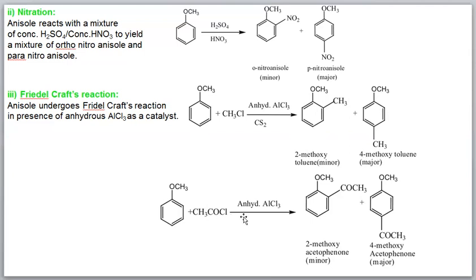Then with acetyl chloride in the presence of anhydrous aluminum chloride, the Cl combines with one hydrogen from here to form HCl. The remaining part will join here or at the para position. So we get a benzene ring with OCH3 here and COCH3 here. If the OCH3 group is not present, the compound is called acetophenone. So this compound is 2-methoxyacetophenone and this is 4-methoxyacetophenone. This is the major product and this is the minor product.